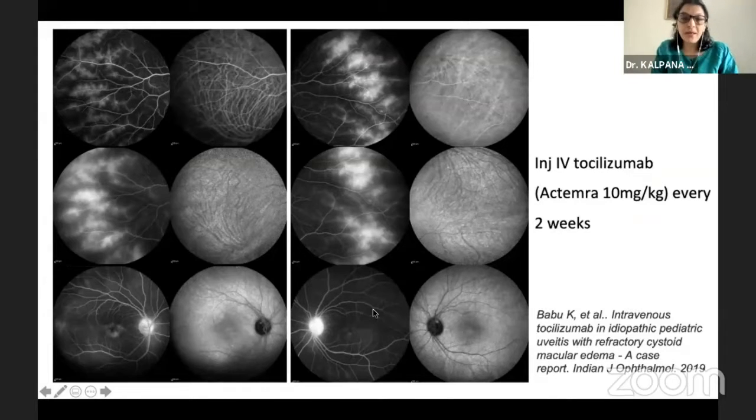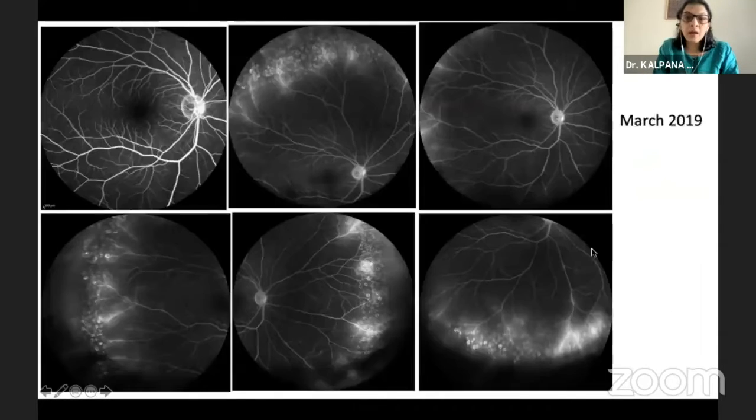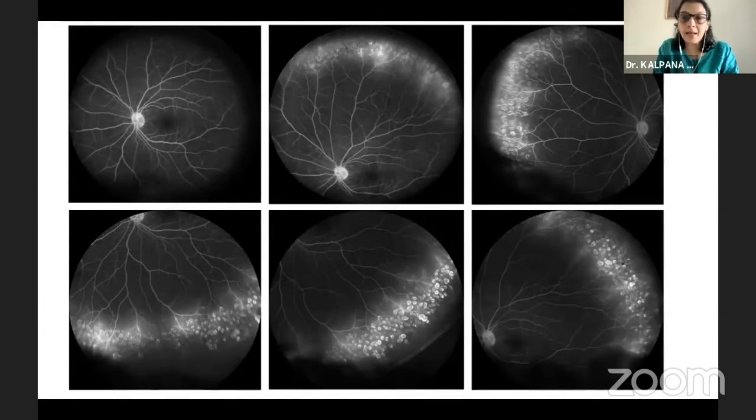So at this point of time, we thought, let's try tocilizumab. And we didn't know much about this drug or the dosage, but we took the dose which we normally use for Still's disease and gave him every 2 weeks. To our astonishment, this was what we saw, extensive improvement in the leakage. And this was in March 2019, right eye and left eye.